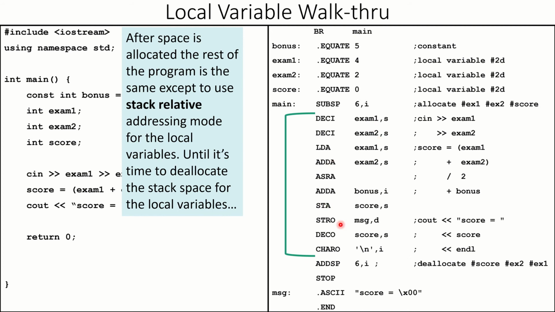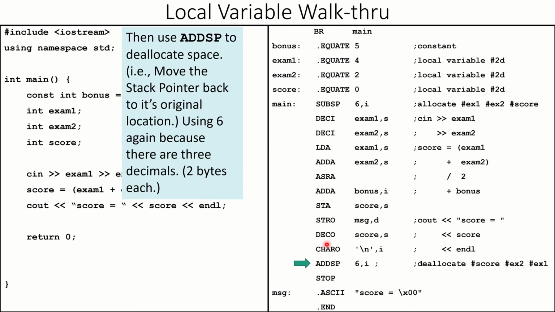Once we run through the program, when we're done using all those variables, we have to return the space back to the stack, so that's where we do this ADDSP. The ADDSP is the exact inverse of when we were allocating space. We allocated space with SUBSP 6, now we deallocate space with ADDSP 6, so we're giving those 6 bytes back. And that's it, really. That's the process when you're using local variables.